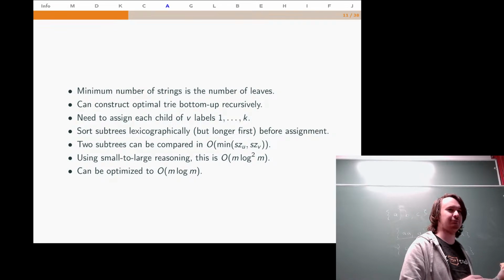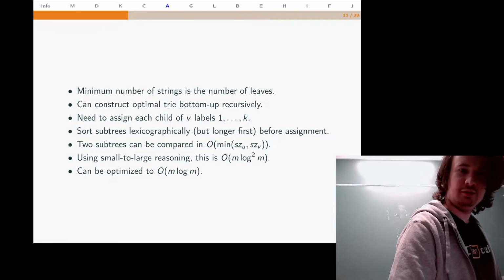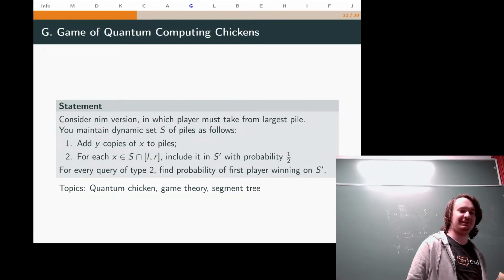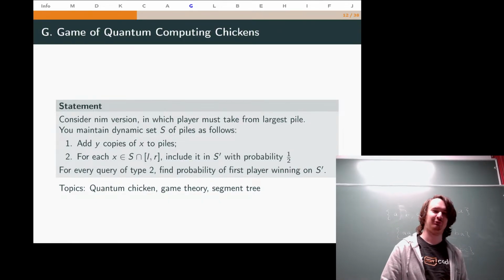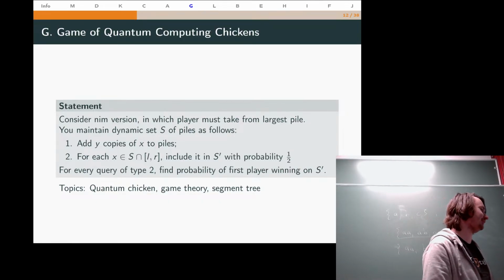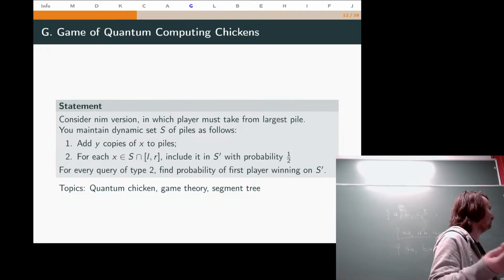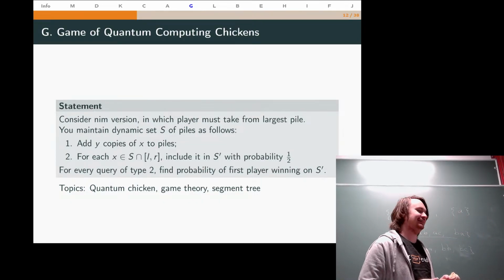Alright, so let's move to the next problem. Next problem is problem G. Again, a game about quantum computing chickens. I'm not sure what exactly a quantum computing chicken is, but I suppose they exist in China.